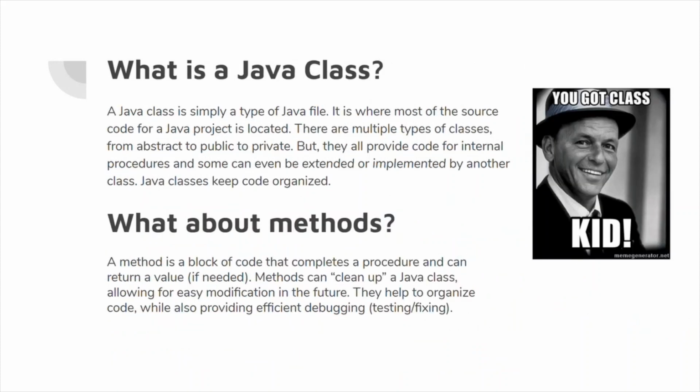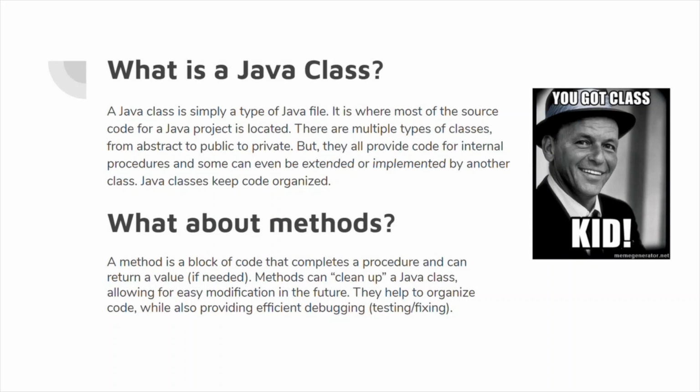What is a Java class? Well, simply put, it's just a type of Java file. It's where most of the source code for a project is located. And you can actually have multiple classes in a file. But there's also multiple types of classes, from abstract to public to private. But essentially, they all just provide code for internal procedures, and some of them can be extended or implemented by another class. They keep the code organized.